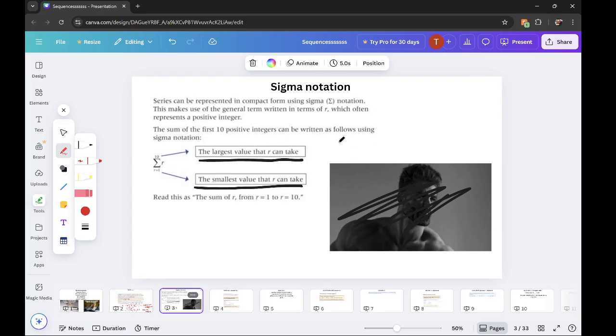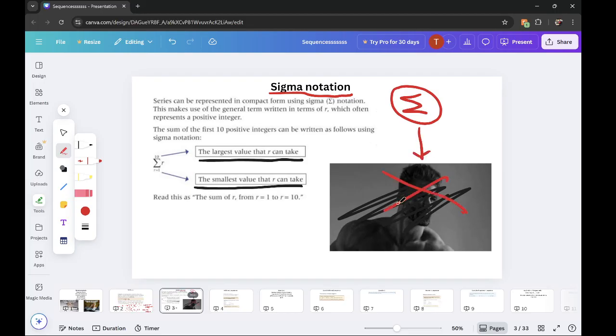But before we talk about arithmetic sequences specifically, we're going to talk about something called the sigma notation. The sigma notation is a way to express the summation. So this is the sigma notation. Not this one, this is the sigma notation.